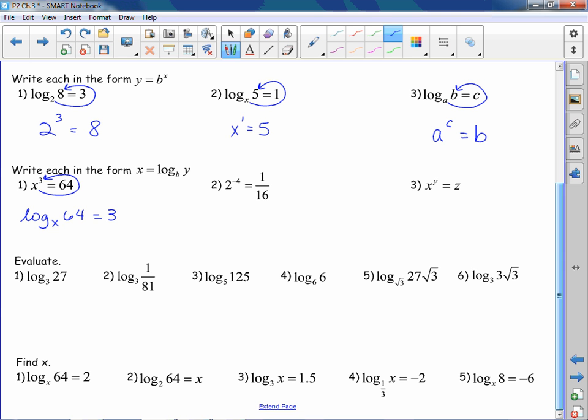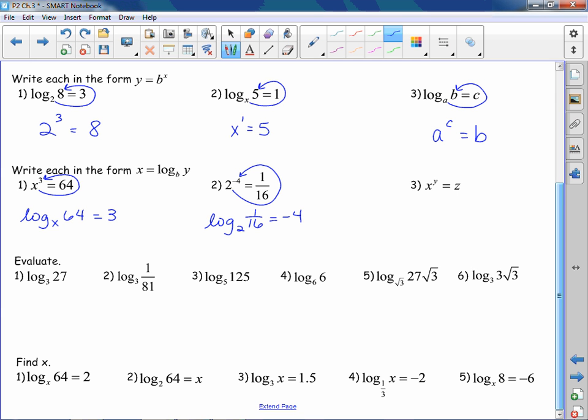Okay, let's go to this one. Start at your base. Log base 2, go around your equal sign and end at your exponent. Log base 2 of 1/16 equals -4. And you can always just switch it again and see if you end up with your original. 2 to the -4 equals 1/16, and that's what the original was.